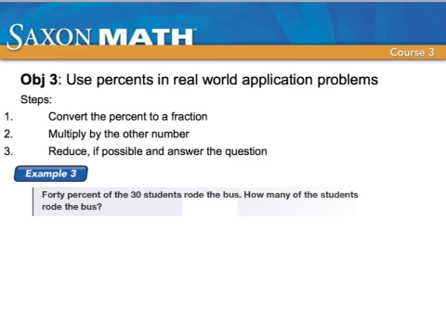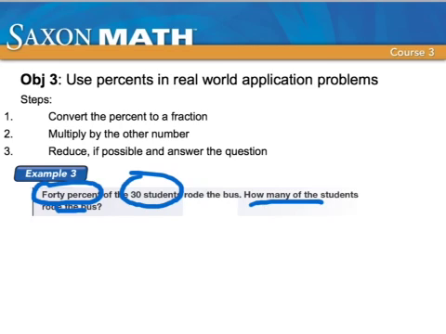Okay, now remember on word problems, on your test, you can't do this in your book because it's your book, but on your test I'd like you to circle the things you know for sure. Well, we know that 40% of the students rode the bus. We know there are 30 students. And then underline what we want to know. We want to know how many rode the bus.